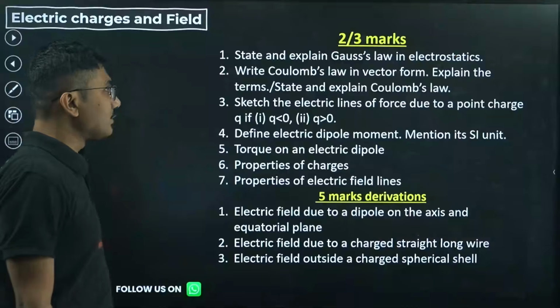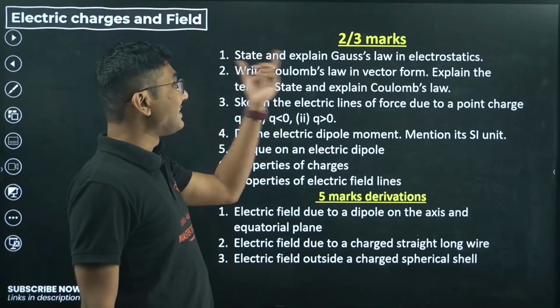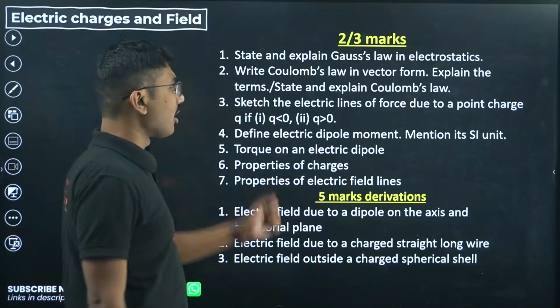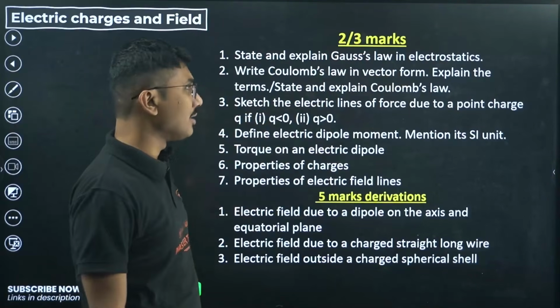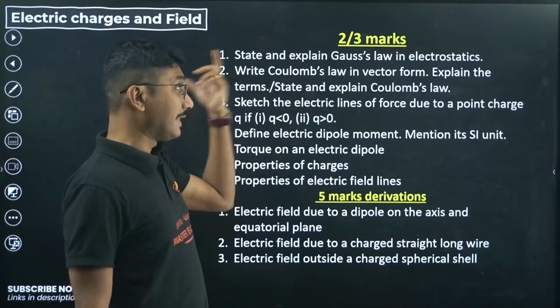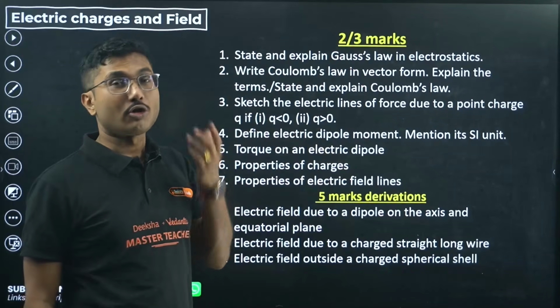Let's start with the fixed questions from the chapter electric charges and fields. So let us see the questions. State and explain Gauss's law of electrostatics. It is one of the most asked questions along with Coulomb's law. Coulomb's law or the vector form of Coulomb's law, both are important. So it might come as state Coulomb's law, or it might come as write the vector form of Coulomb's law and explain the terms.